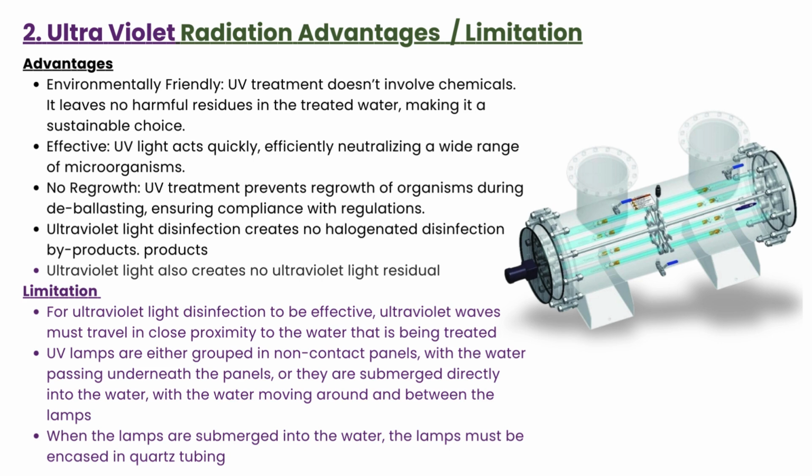Now there are a few limitations, and with this there is a system limitation. For ultraviolet light disinfection to be effective, ultraviolet waves must travel in close proximity to the water being treated. UV lamps are either grouped in a non-contact panel with the water passing underneath, or they are submerged directly into water with the water moving around and between the lamps. When the lamps are submerged, they must be encased in quartz tubing.